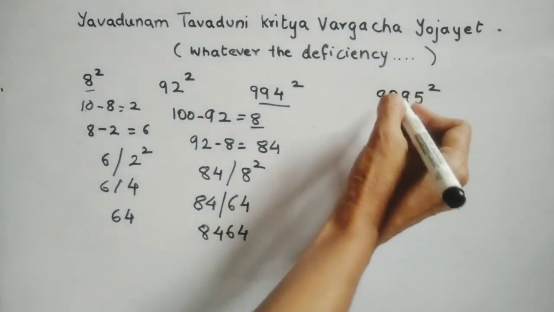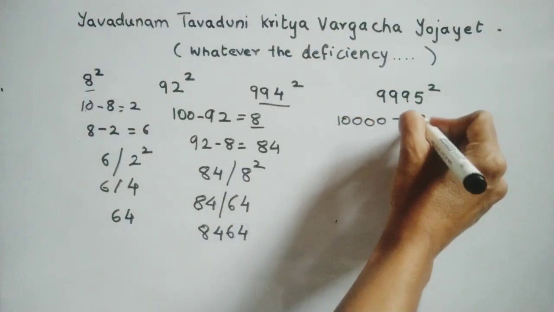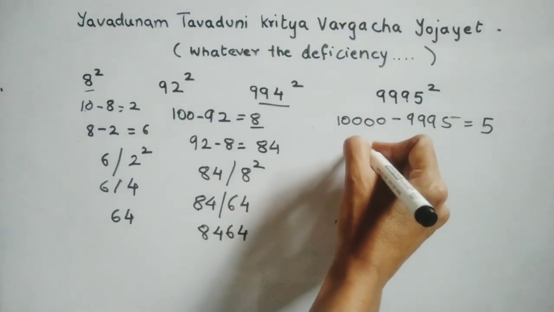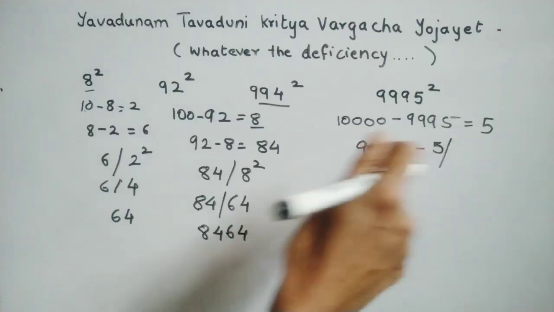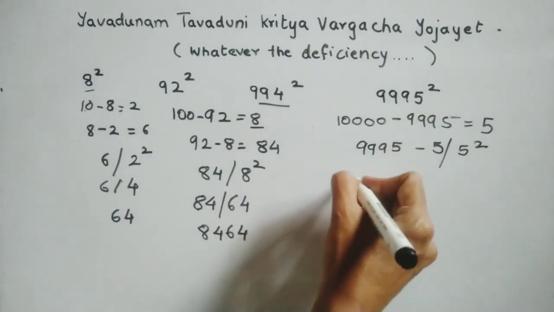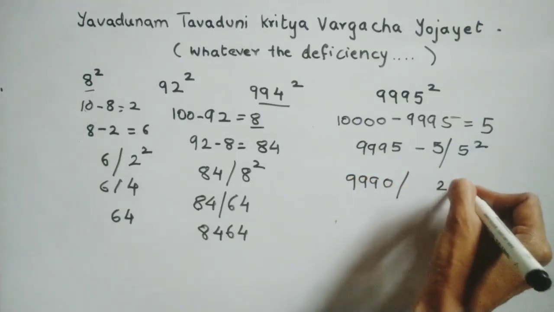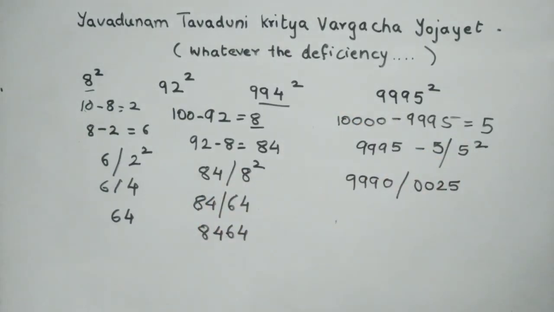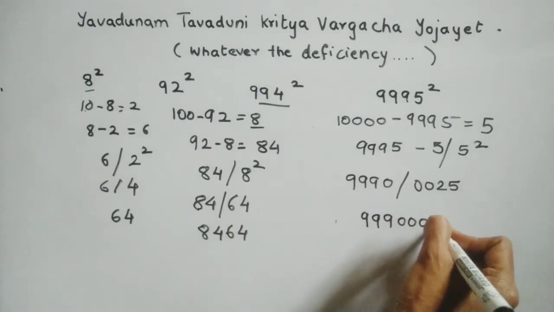Fine. So now we'll see the last one. For the last one, the base is 10,000. So we have 10,000 minus 9995, and what we get is 5. So here 9995 minus 5 will be on the left side, and on the right side we will have 5 square. So the left side will be 9990, and on the right side you have 25, but because the base is 10,000, we'll add 2 more zeros over here. Fine. So the final answer is 99900025.